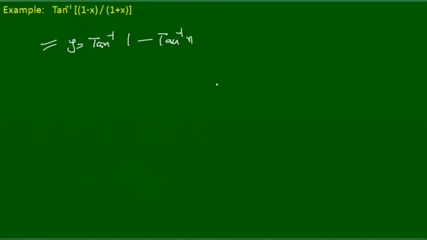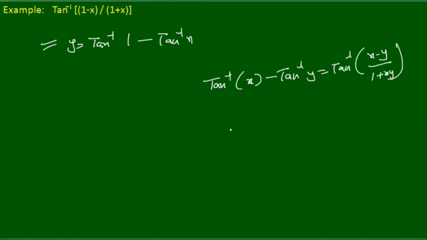Tan a minus tan b: 1 minus tan a by 1 plus tan a is tan of pi by 4 minus a. So tan inverse x minus tan inverse y formula: tan inverse of x minus y by 1 plus xy. We consider x as 1 and y as x. Tan inverse of x plus tan inverse of y is tan inverse of x plus y by 1 minus xy.